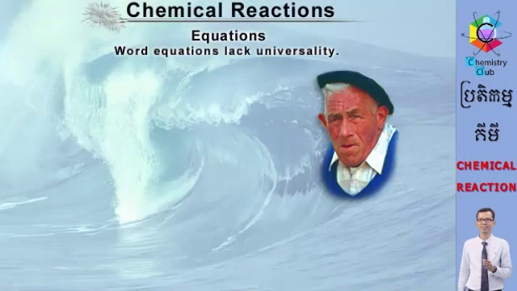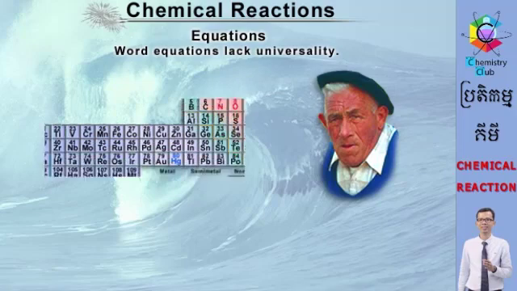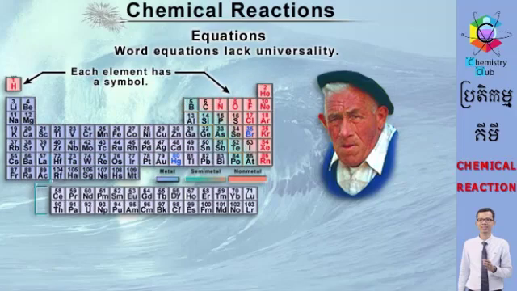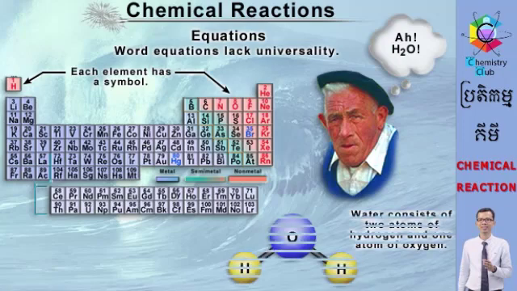The first problem with word equations is their lack of universality. Chemists have surmounted the language barrier by creating chemical symbols for each of the elements, such as H for hydrogen and O for oxygen. In addition, chemists have developed a system of nomenclature that allows each substance to be represented by a formula. This can be a molecular formula or a formula unit. For example, the word water might not make sense to a French chemist, but the molecular formula H2O would be instantly recognizable. The chemist would immediately know that a water molecule consists of 2 atoms of hydrogen and 1 atom of oxygen. If you need more information on chemical formulas, consult a textbook.